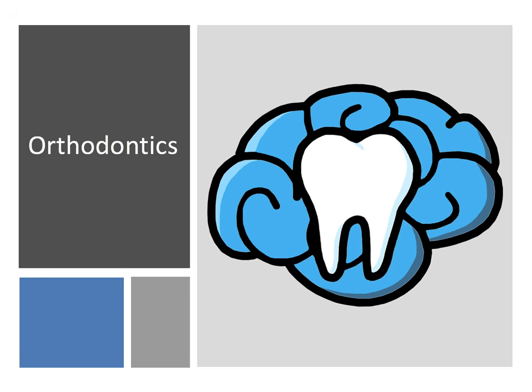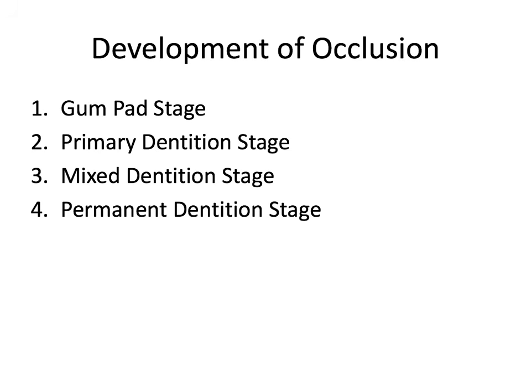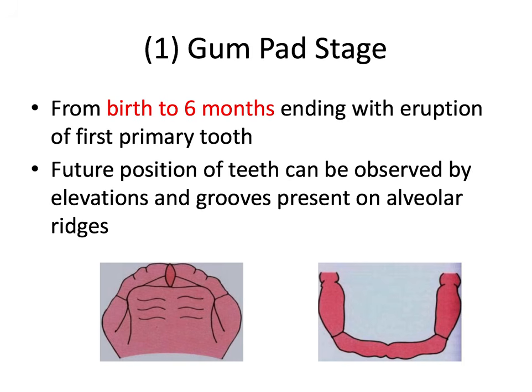This video is going to be all about development of occlusion. And we're going to talk about that through 4 different stages. We start with the gum pad stage, we move to the primary dentition stage, then mixed dentition stage, and we finish up with the permanent dentition stage.